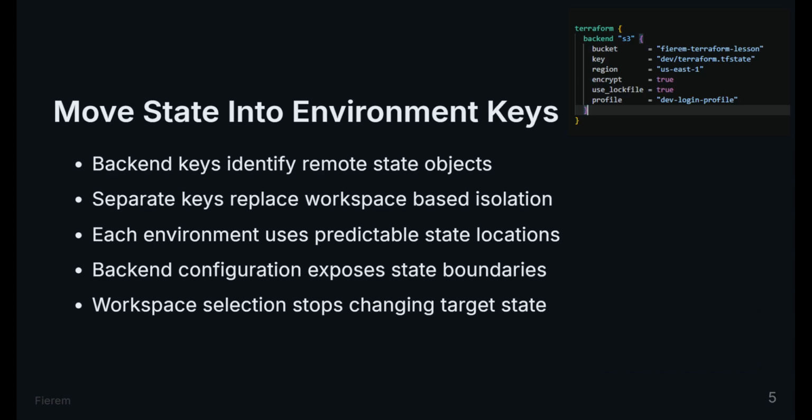A backend key names the remote state object. Workspace migration replaces workspace selection with separate keys. Each environment points at one predictable state location. State isolation becomes visible in backend configuration. Accidental workspace selection no longer changes the target state.